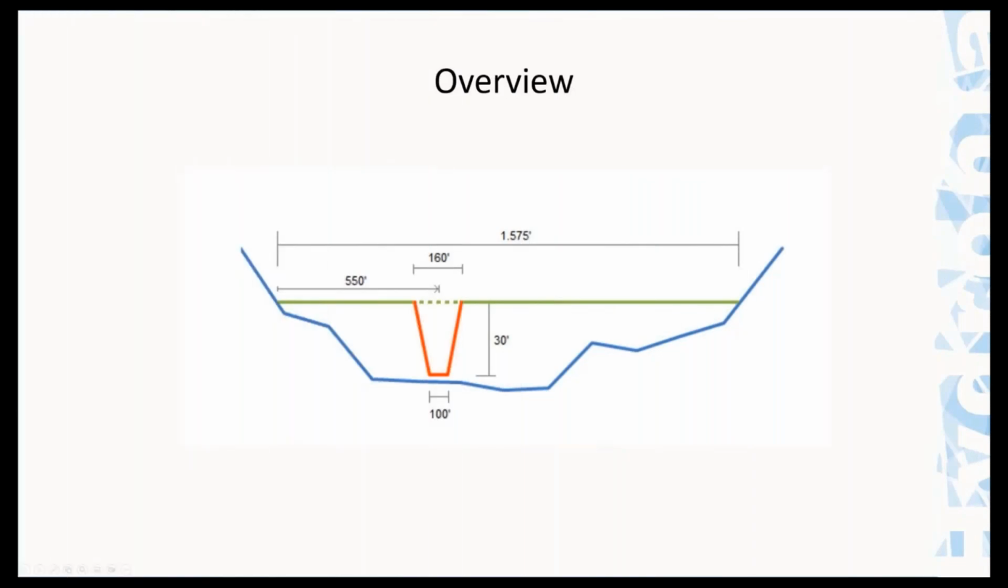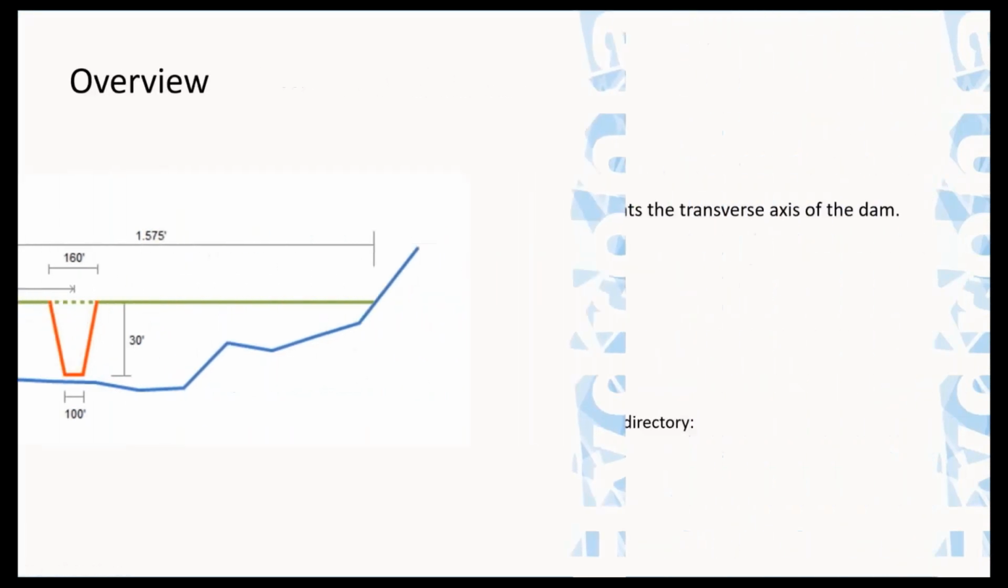As shown on this slide, the dam is approximately 1,575 feet long. The breach center is 550 feet from the right margin of the dam. The opening of the breach has the following final dimensions: a top width of 160 feet, a bottom width of 100 feet, and the final breach height is 30 feet.